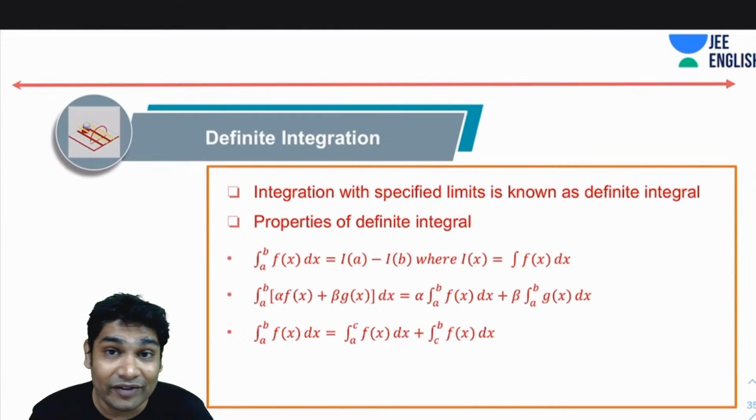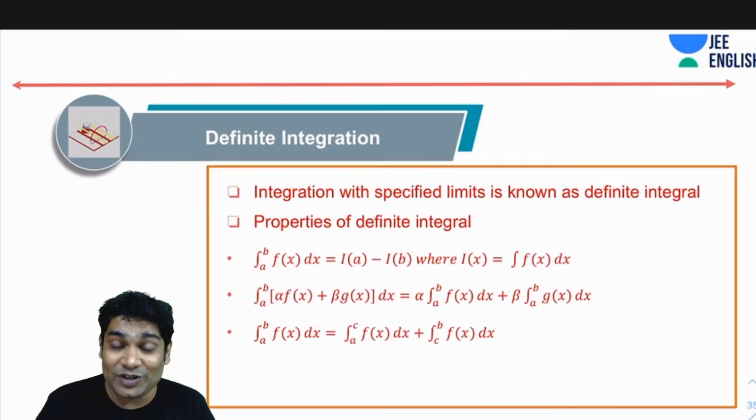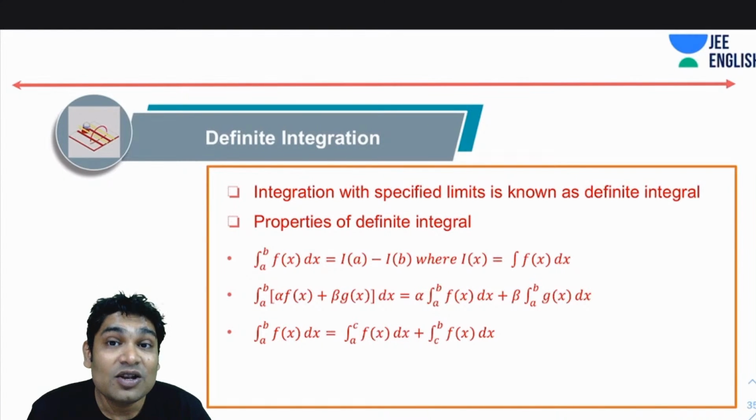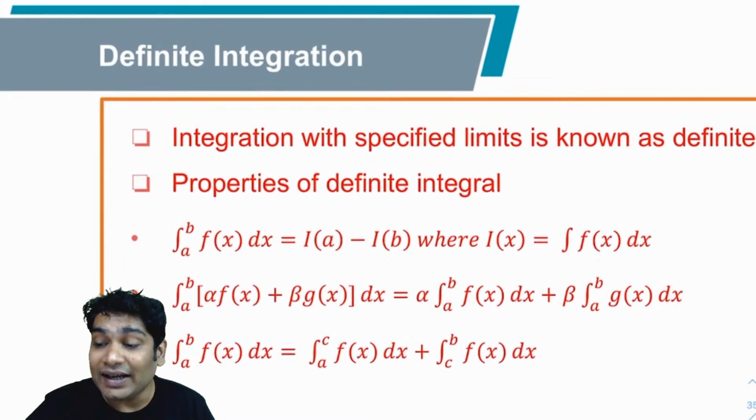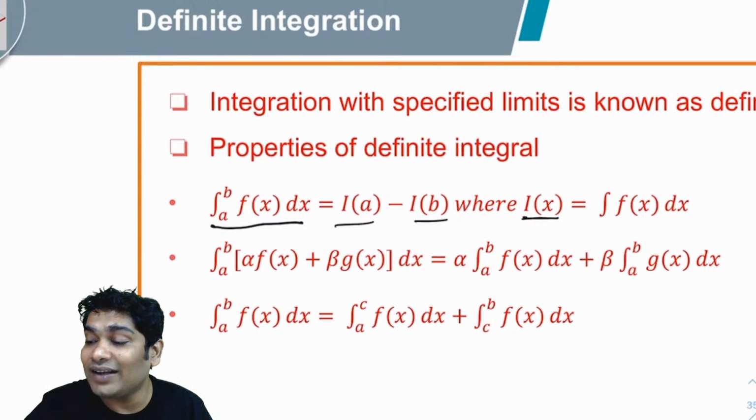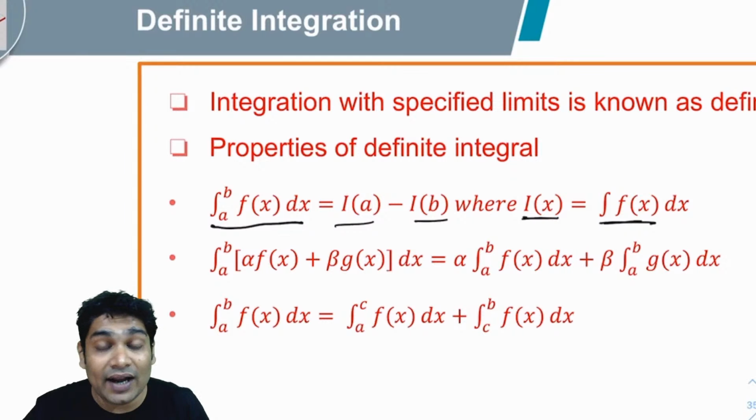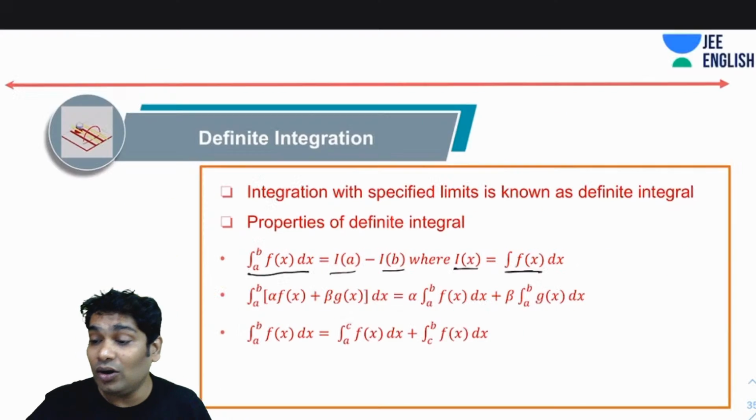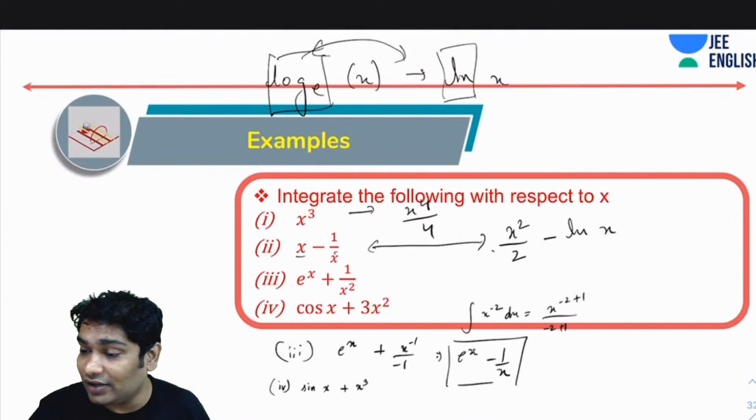Let's move on. Let's talk about definite integrals now. In the past we saw indefinite integrals. Integration within a specified limit is known as a definite integral. What are the properties of a definite integral? When you write the integral of f(x) dx from a to b, you will write this as I of b minus I of a, where I of x is the integration of f of x. One more thing: everywhere I should have written plus c. Don't forget, whenever you're doing an indefinite integral, you always write plus c.